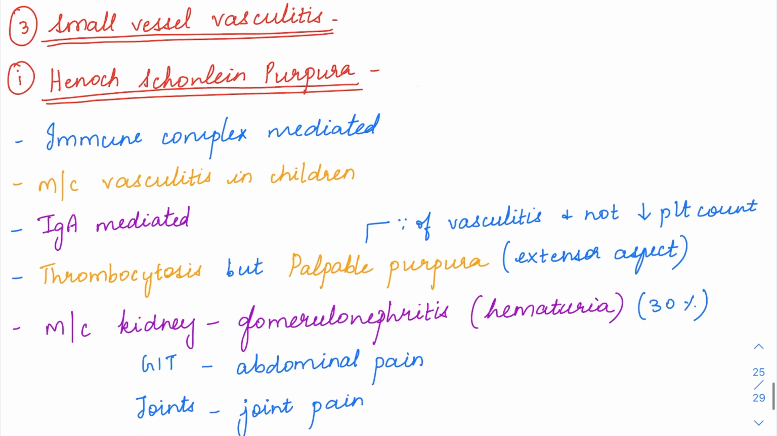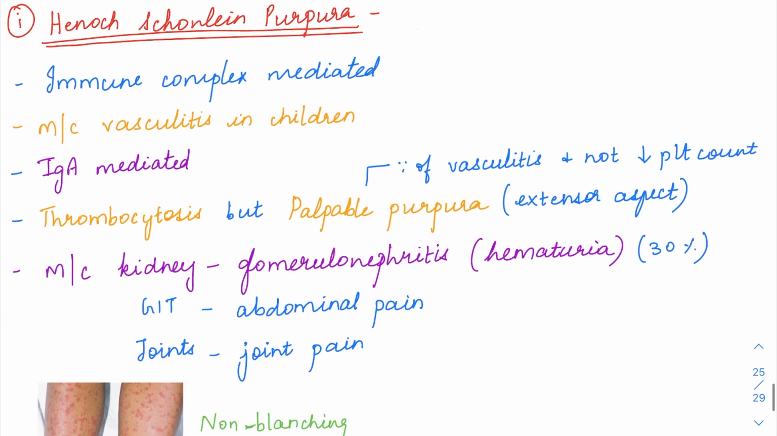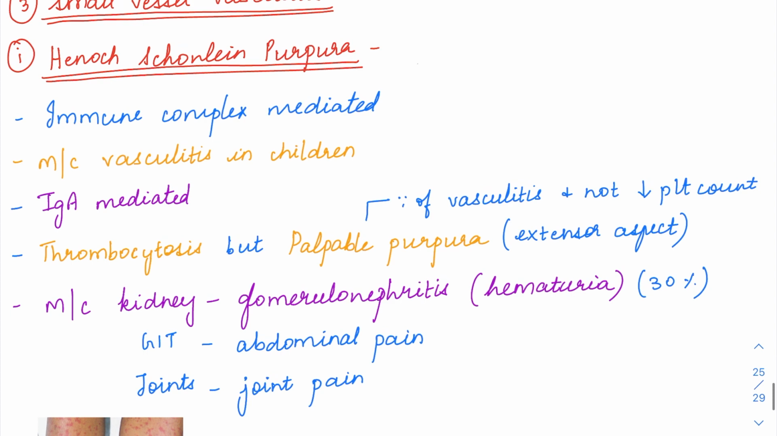Moving on to small vessel vasculitis, the first one will be Henoch-Schönlein purpura. Henoch-Schönlein purpura will be the most common vasculitis in children. If they ask about the most common vasculitis in children associated with MI, then it will be Kawasaki. But as such, the most common vasculitis in a child will be Henoch-Schönlein purpura.